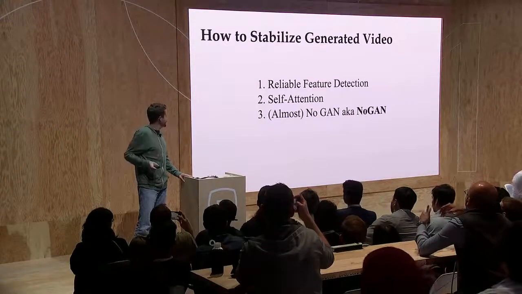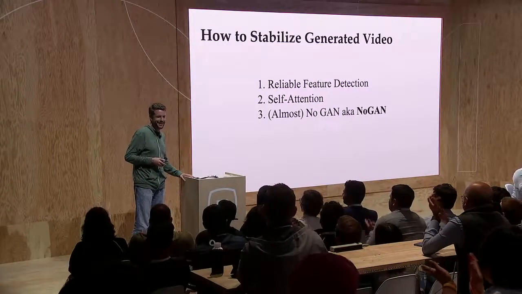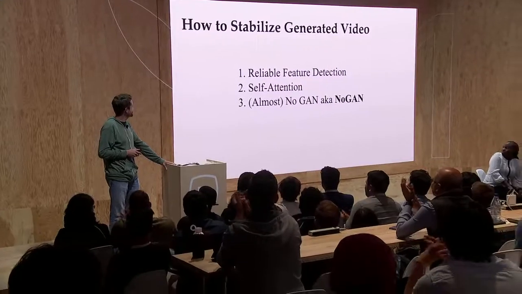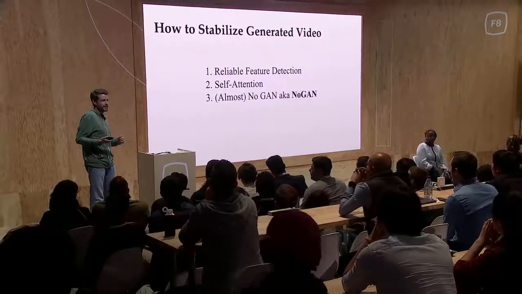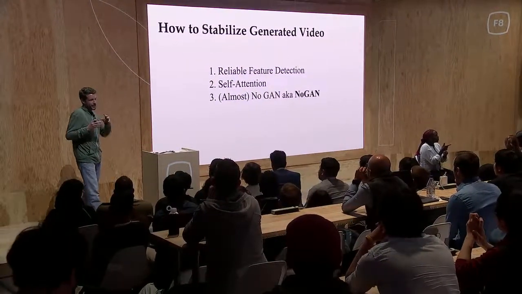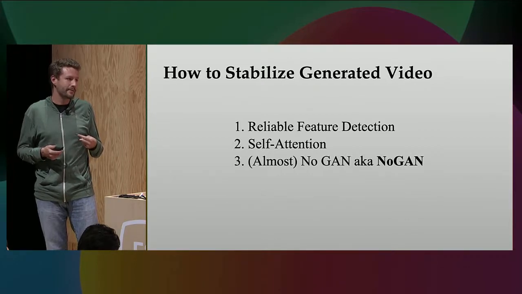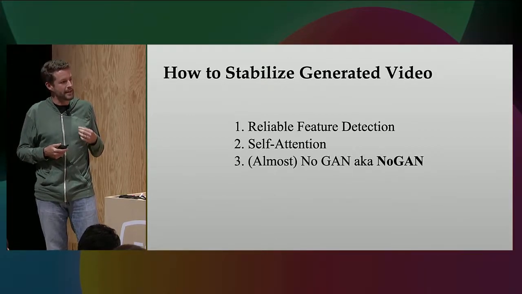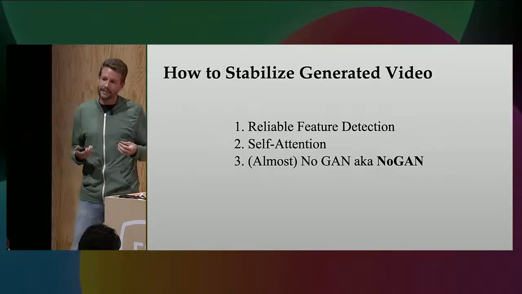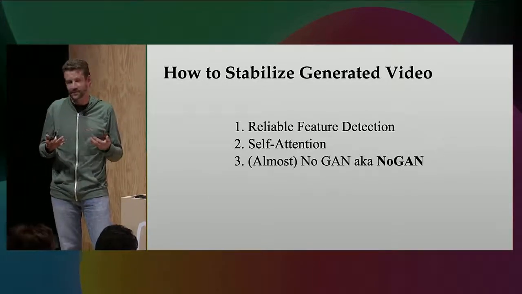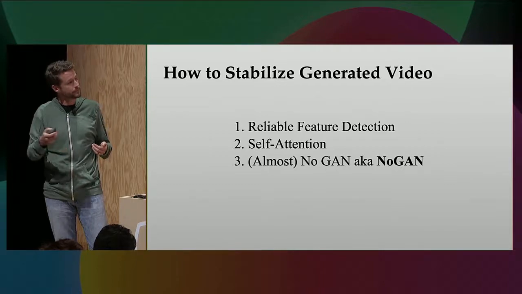So that's DeOldify video. So now I'm going to tell you how that video was made. So it turns out if you want great video, you actually have to focus on great images. And that is really composed of three key approaches. The first is reliable feature detection. The second is self-attention. And the third is a new GAN training technique that we've been collaborating on with fast.ai that I'm really excited about.